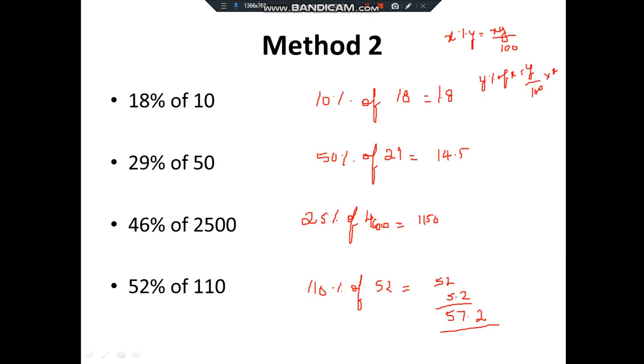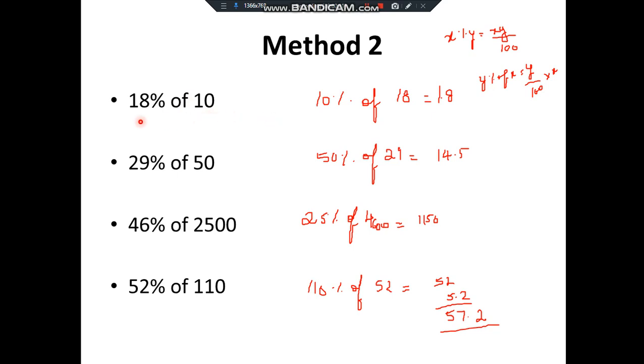Next, we'll go with method number 2. See, 18% of 10. You need not just calculate the percentage as such. Instead, check for the number. If you have the number which can be easily found by you, that is, the percentage can be easily found by you, just interchange the number.